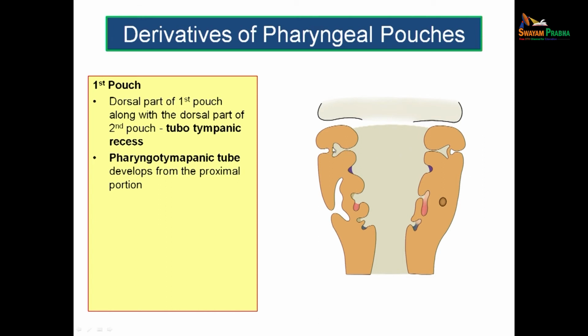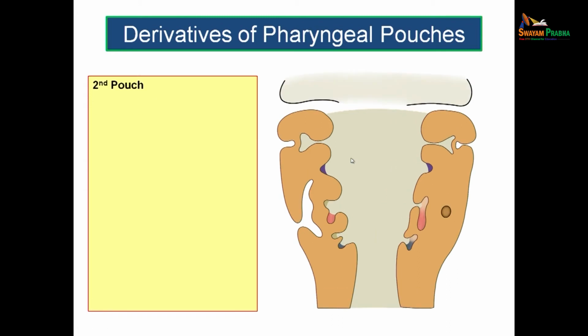So the tubotympanic recess is a recess formed by the fusion of the dorsal part of the first pouch along with the second pouch. The main derivative seen from the proximal portion of the tubotympanic recess is the pharyngotympanic tube, and the distal part of the tubotympanic recess, this is the distal part and this is the proximal part. The proximal part is giving rise to the pharyngotympanic tube and the distal portion is giving rise to the medullary cavity and tympanic antrum. So these are the major derivatives of the first pouch.